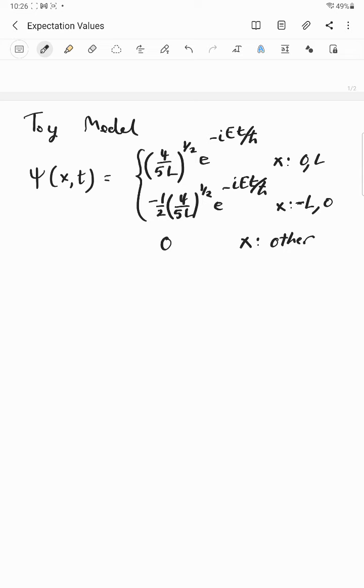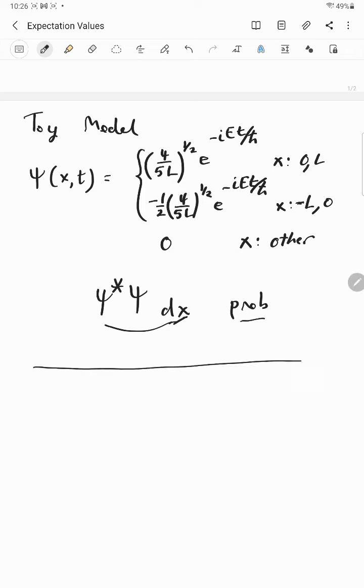So somehow, psi star psi dx, this right here is probability, right? This is a probability density. Psi star psi is the density, but if I multiply a density times a distance, then I get probability, not density, right?